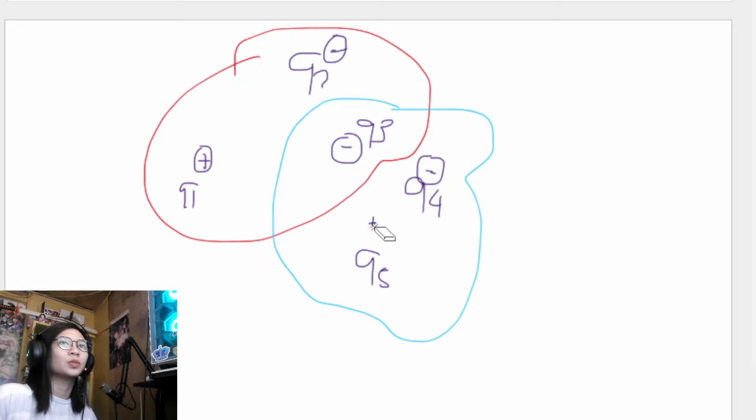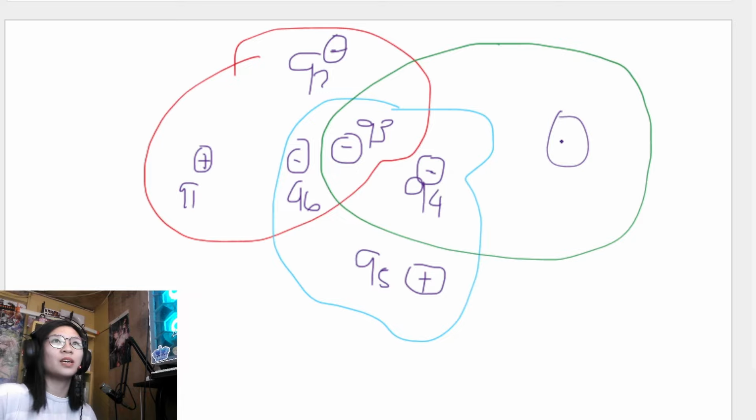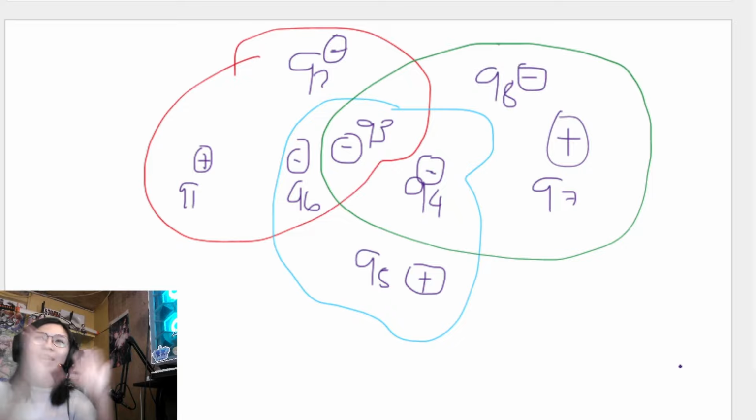Bear with me as I draw. So we have here Q7, which is a positive. Q8, a negative. Okay, so ingana eh. Let's say we have 8 charges inside these surfaces.